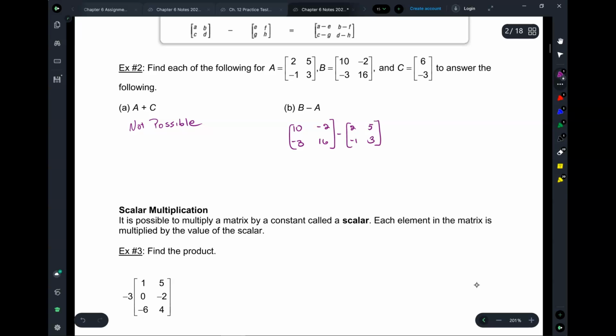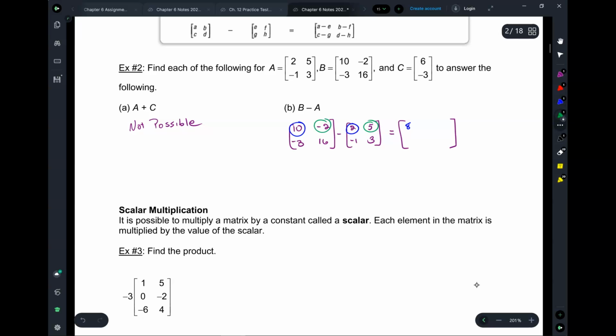Right. B minus A. These are each 2 by 2s, so their answer is also going to be a 2 by 2. Choose this one, 10 minus 2, like the ones in the corresponding spaces. You were subtracting, so 10 minus 2, 8. So this one, subtract these two.